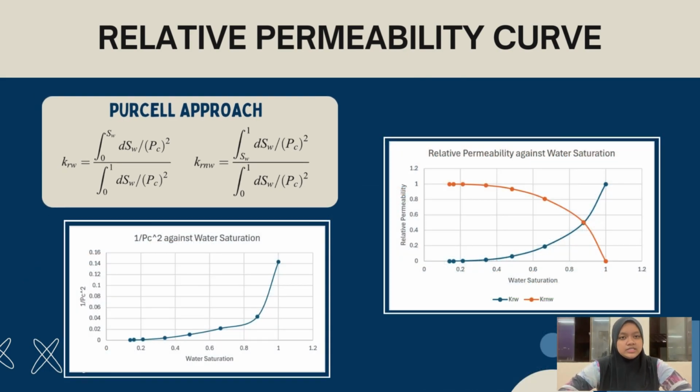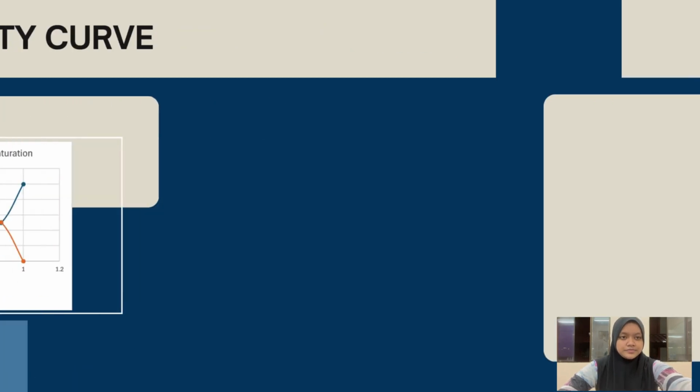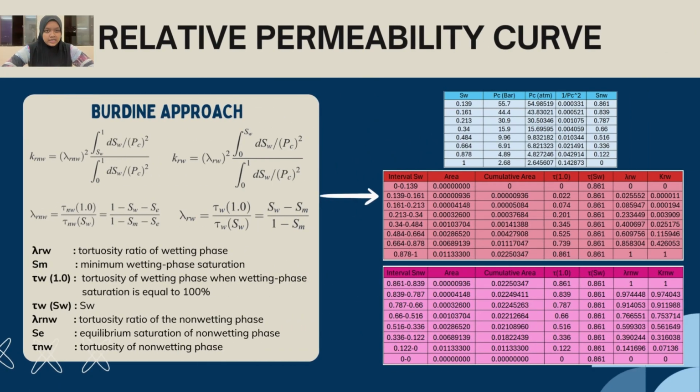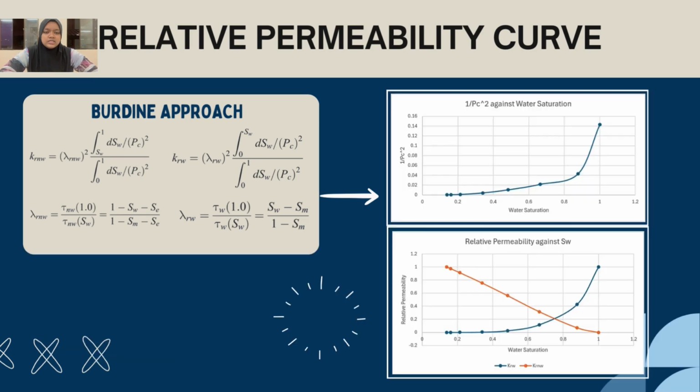As you can see here, this is our data and our graph. The next method is the Burdine approach. The Burdine approach doesn't differ that much from Purcell. It just adds lambda RW or lambda RNW. The lambda we get from the tortuosity at 1.0 water saturation and the tortuosity at SW at that particular point. The method is the same. You also need to find the area under the graph, and as you can see, this is our data and our graph.